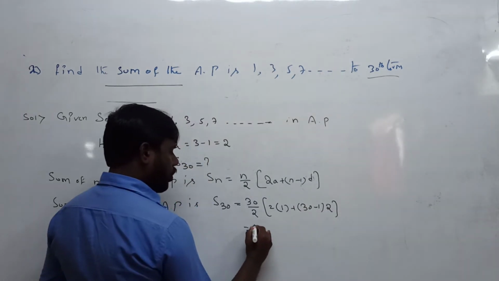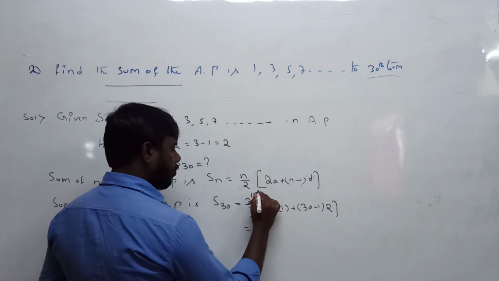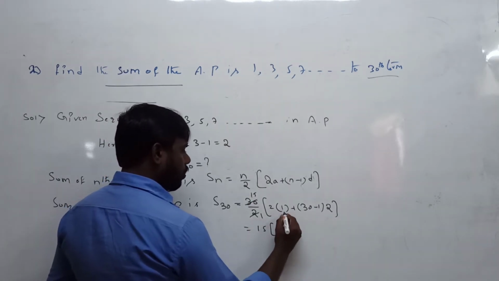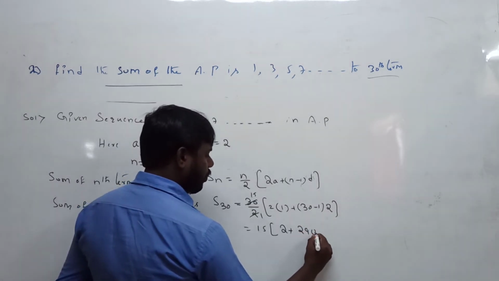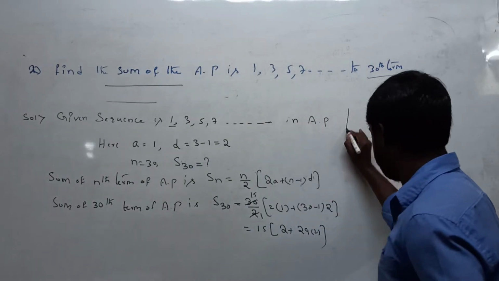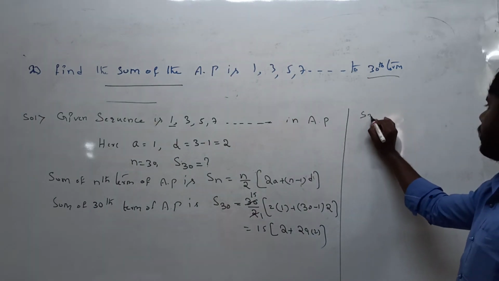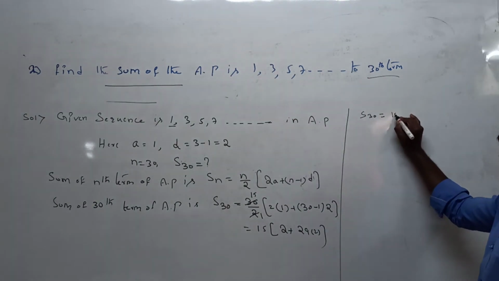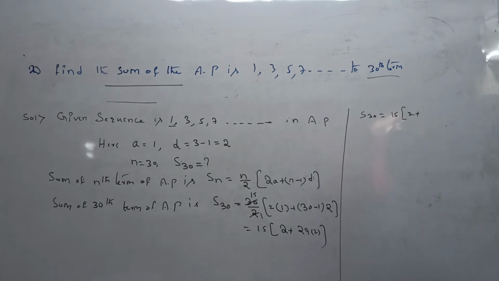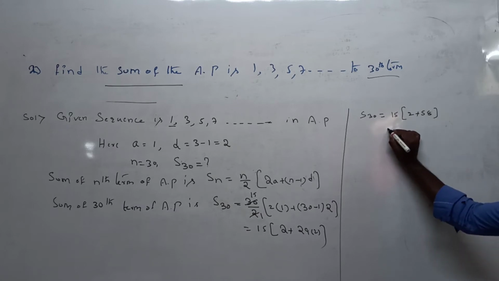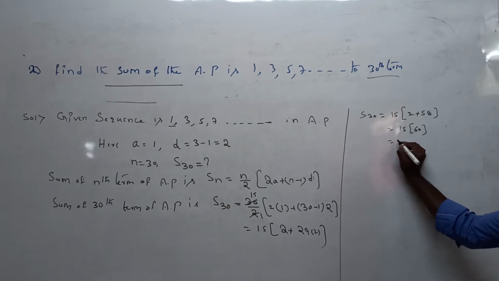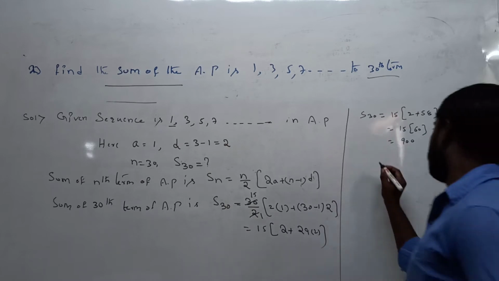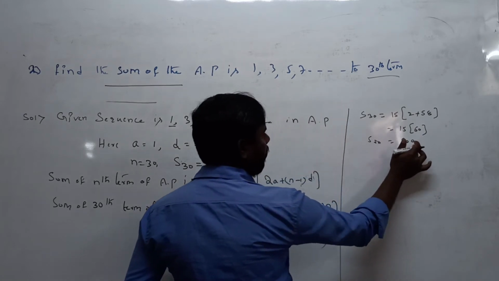Now simplify. 13 by 2 into 2 into 1 is 2, plus 13 minus 1, which is 12, into 2. Now simplify the values. 12 into 2 is 24, so we have 13 by 2 into 2 plus 24, which is 26. 13 by 2 into 26 gives 169. Now the sum of the 13 terms value is 169.